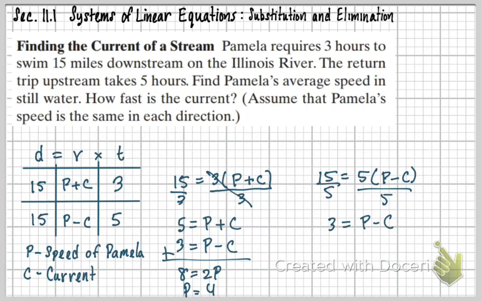To find the current, I can just use one of those 2 equations. I know P plus C equals 5, and I know Pamela's 4. So the current C has to equal 1. Okay, so what I can say here is, Pamela's speed is 4 miles per hour, and the current is 1 mile per hour. So there's that problem.